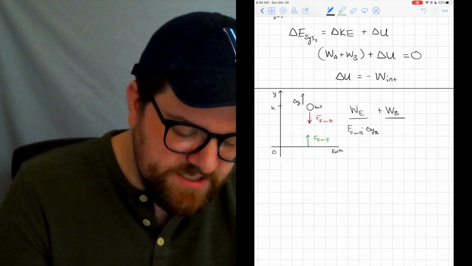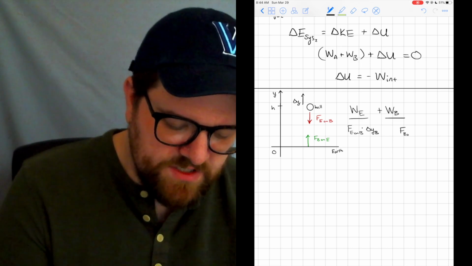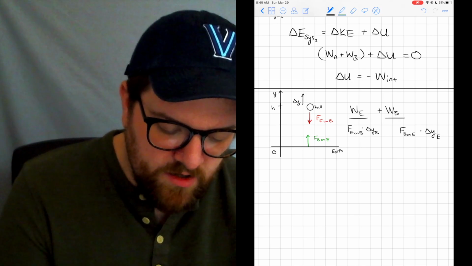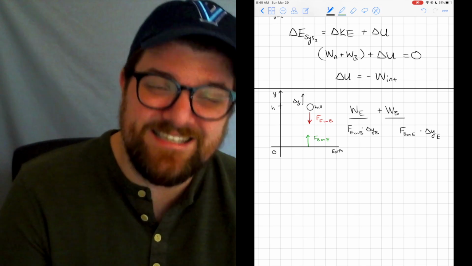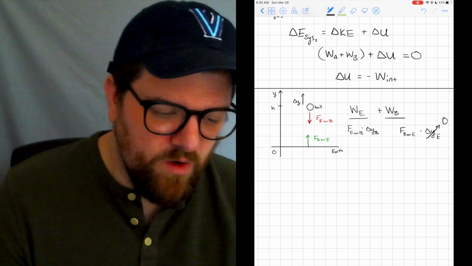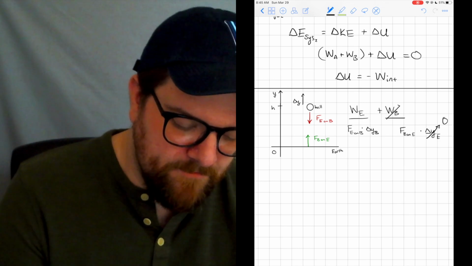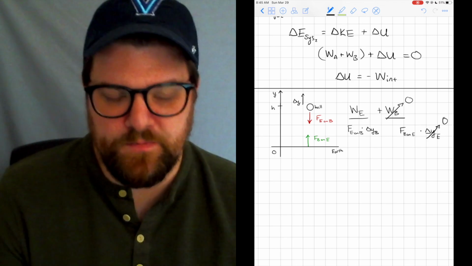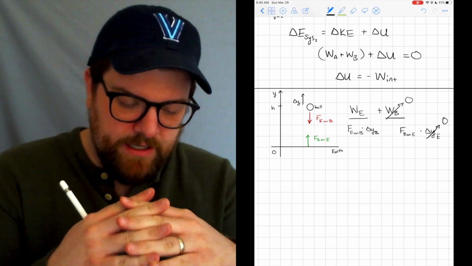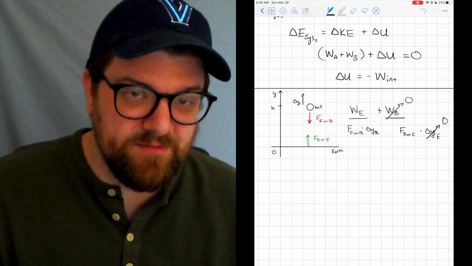If I think about the work done by the ball, that means I have the force of the ball on the Earth times the displacement of the Earth, which we just said was basically zero. And if it's effectively zero, what we really can say here is that the work done by the ball is basically zero. So while there is an interaction force happening here, the energies are not necessarily going to be the same.